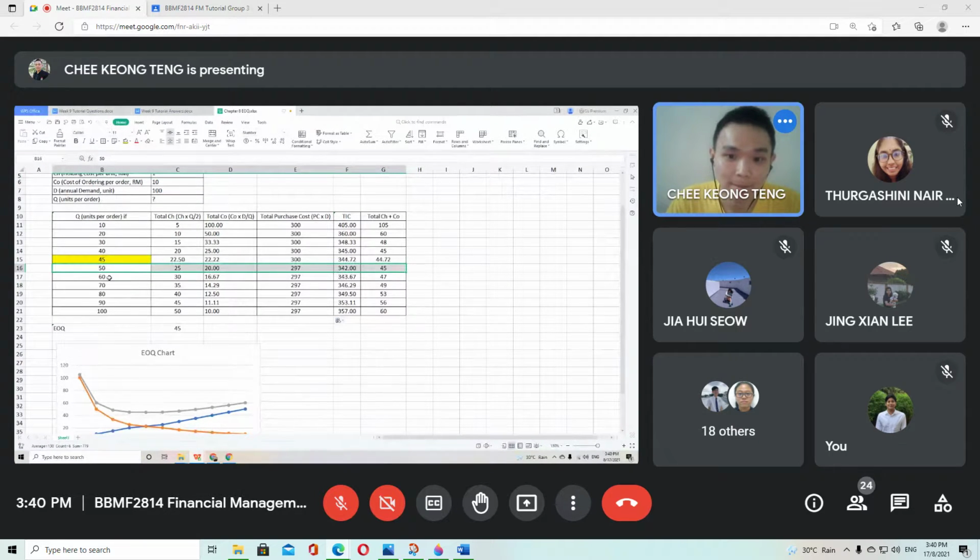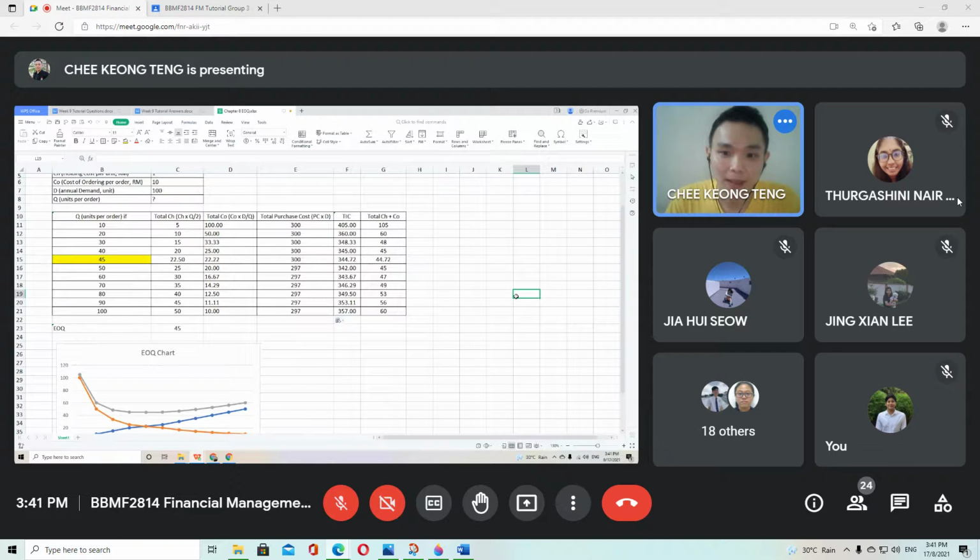But again, the discounts also depend. Sometimes even when you include the discount, the EOQ is still lower, so we go with the EOQ. If after the discount one is better, with lower cost, then we select the discount. That's the logic behind this kind of question.